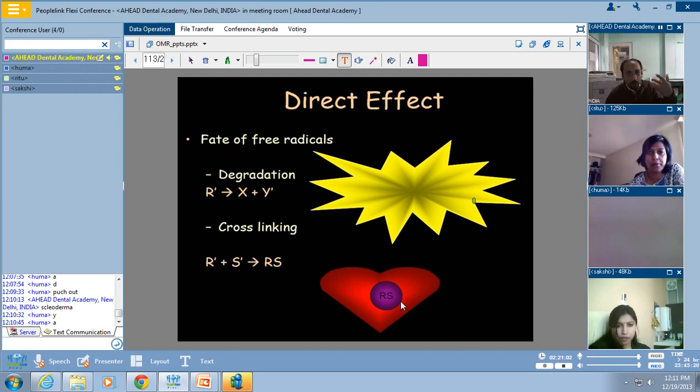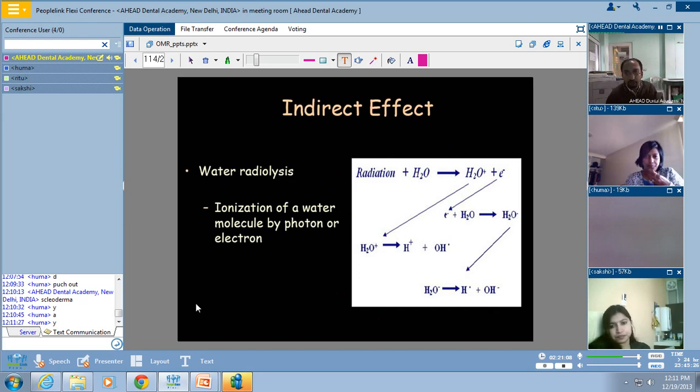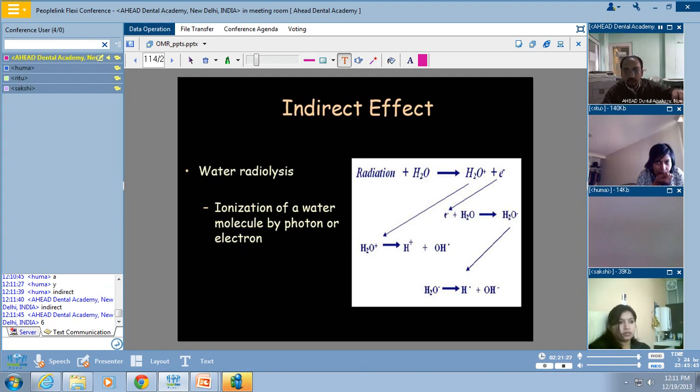The second one is water radiolysis. There will be ionization of the water molecule. Our body is made up of 70% water. So which will be more, direct effect or indirect effect? Obviously, indirect effect. 66% of effects are indirect, through water.